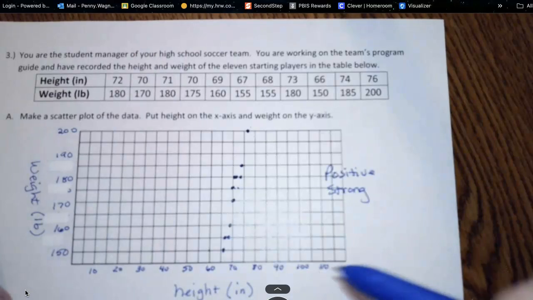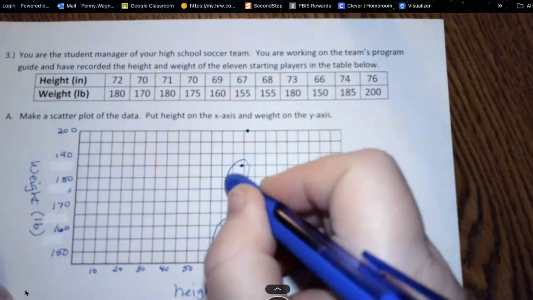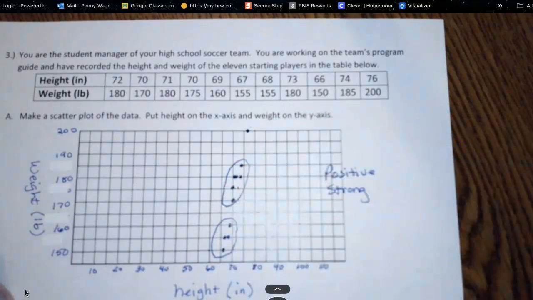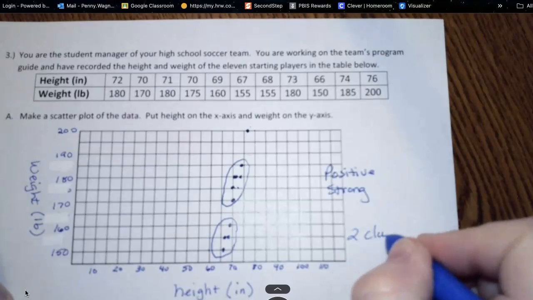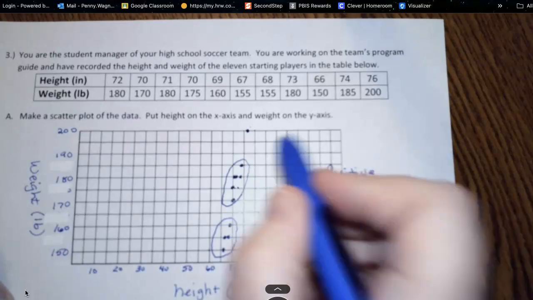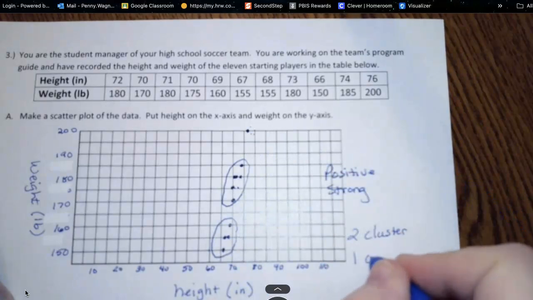Now, something else I see is I have a cluster of points here. I have a cluster of points here. And then I've got this point up here all by itself. So this has two clusters. I think of clusters like a cluster of grapes. And then we have one outlier. This one up here, it's way away from everybody else. And so we have one outlier.